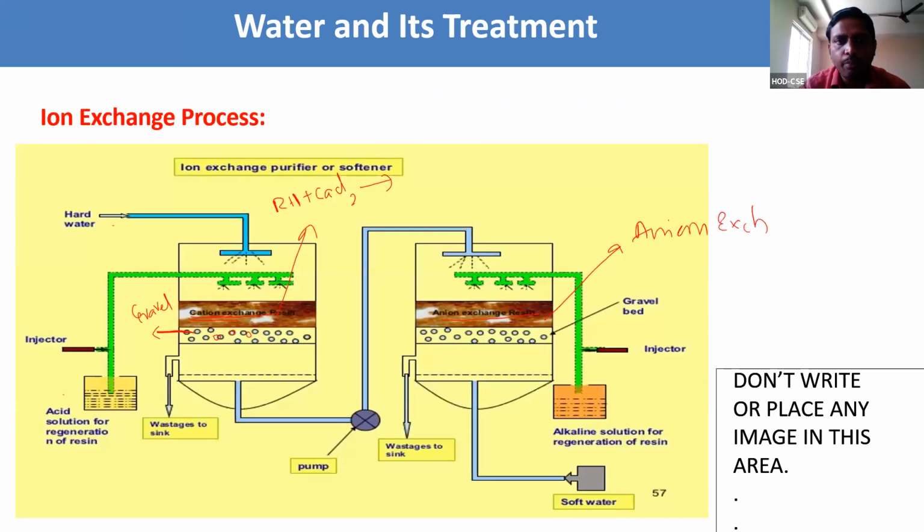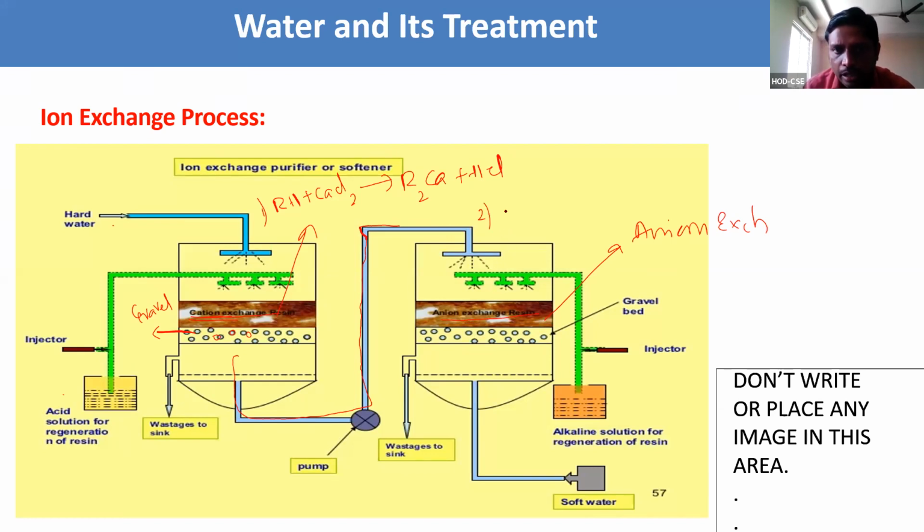It forms R2Ca plus HCl as the byproduct. Now this HCl, in the water, is passed through the second chamber, from the pump to this column. The second column is the anion exchange column.